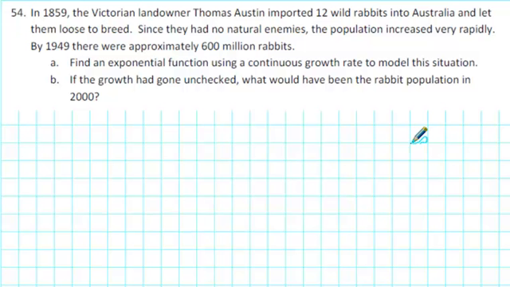A. Find an exponential function using a continuous growth rate to model this situation. B. If the growth had gone unchecked, what would have been the rabbit population in 2000?